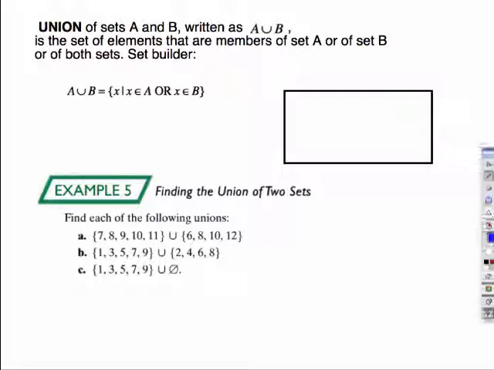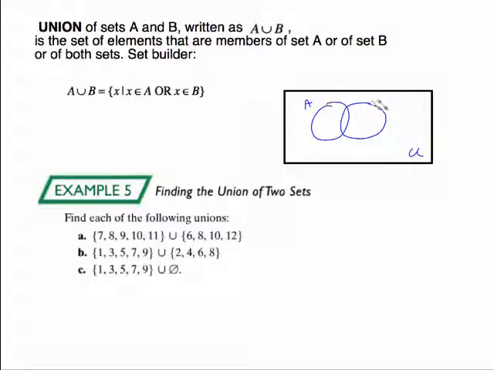Union is a little different. What union refers to is any elements that are members of set A or of set B or both. So union, set A, set B. And this looks like the same picture I drew for intersection, but the idea is what I would shade. That's what makes this different.